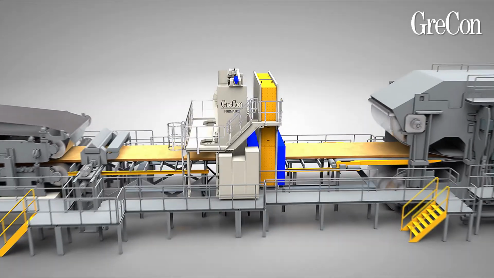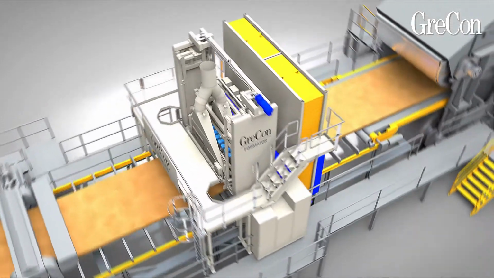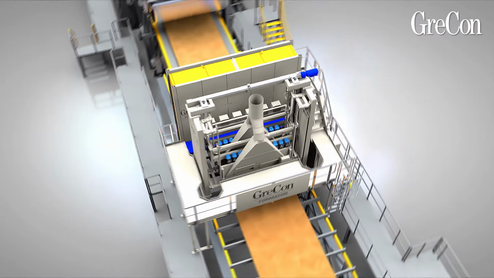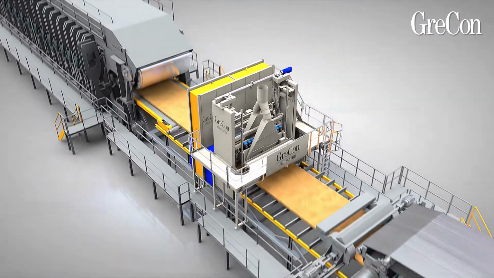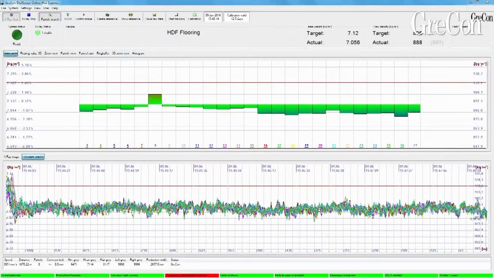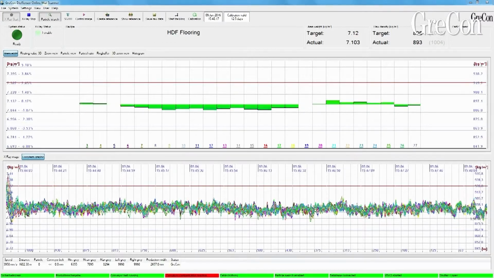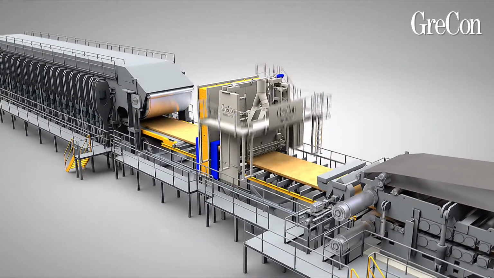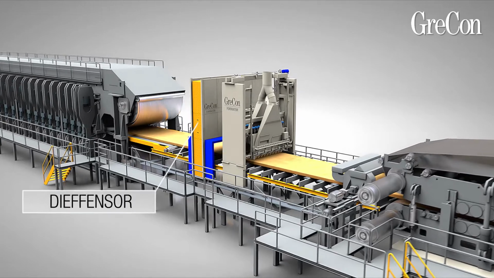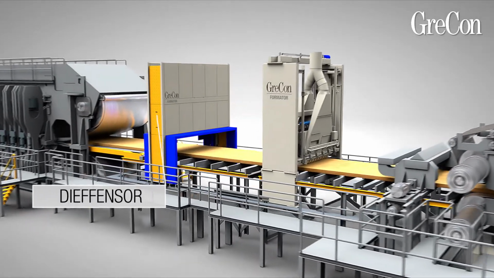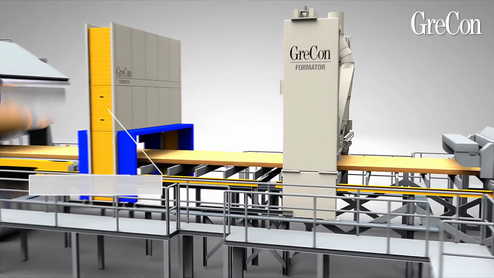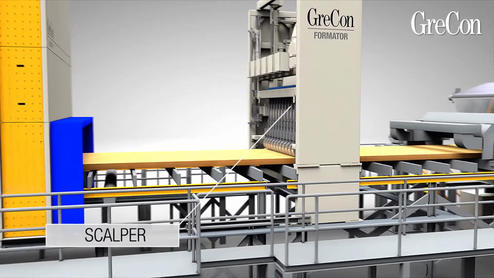The GreCon FORMATOR automatically optimizes spreading. Fluctuations in the weight per unit area are evidently reduced. Spreading accuracies unthinkable before are now possible. The FORMATOR consists of two components: the DIEFFENSOR and the segmented scalper.